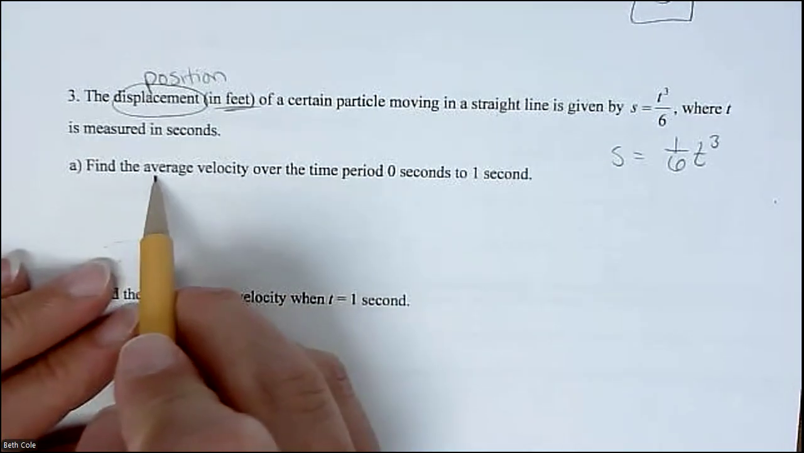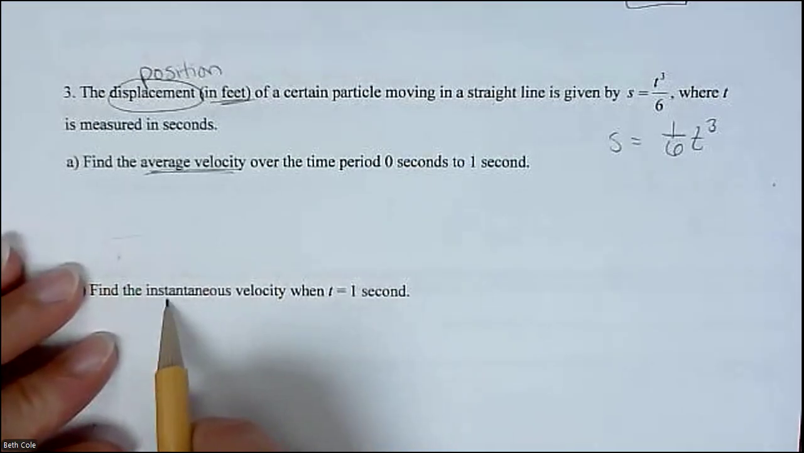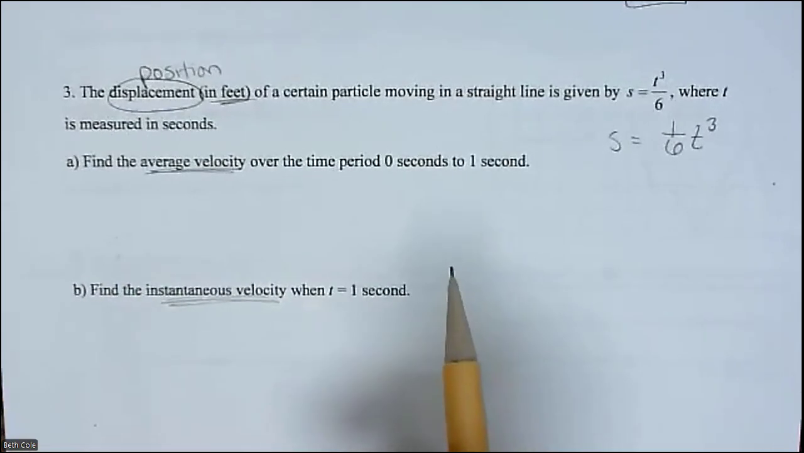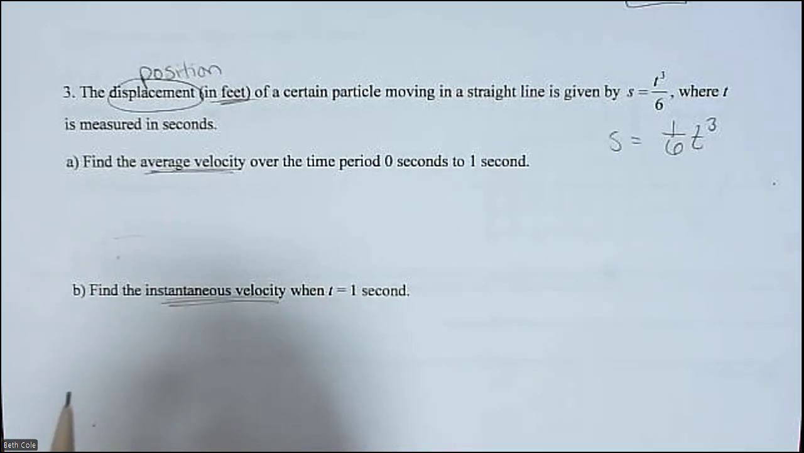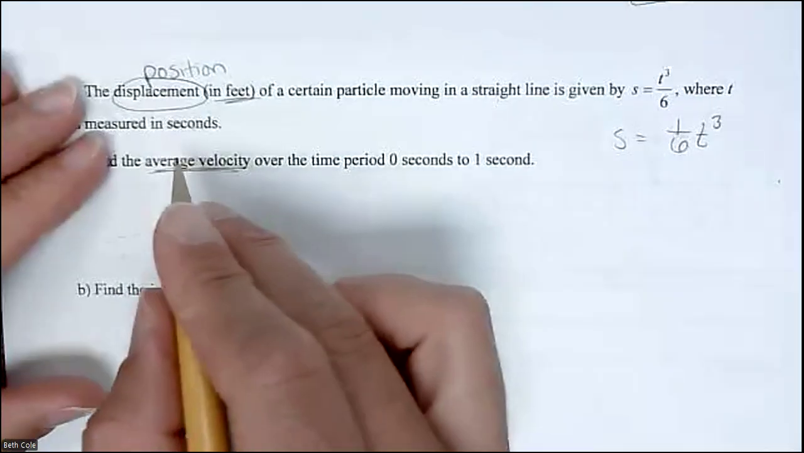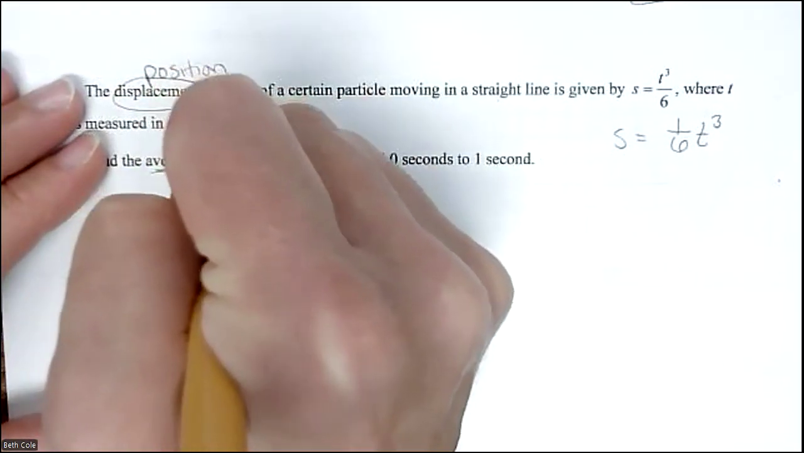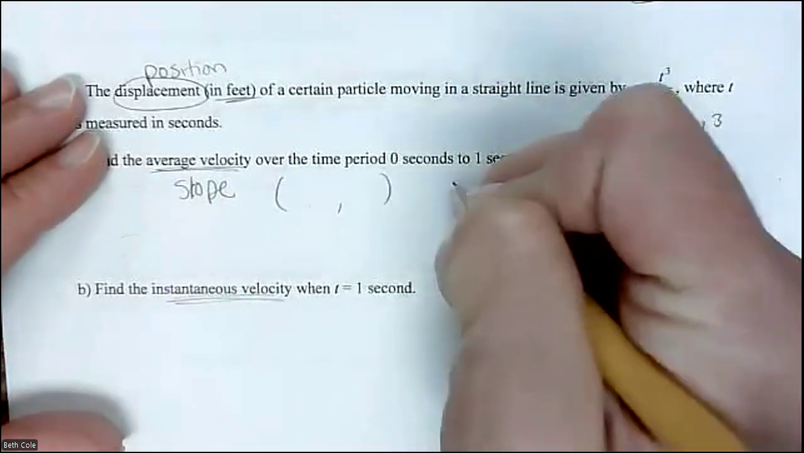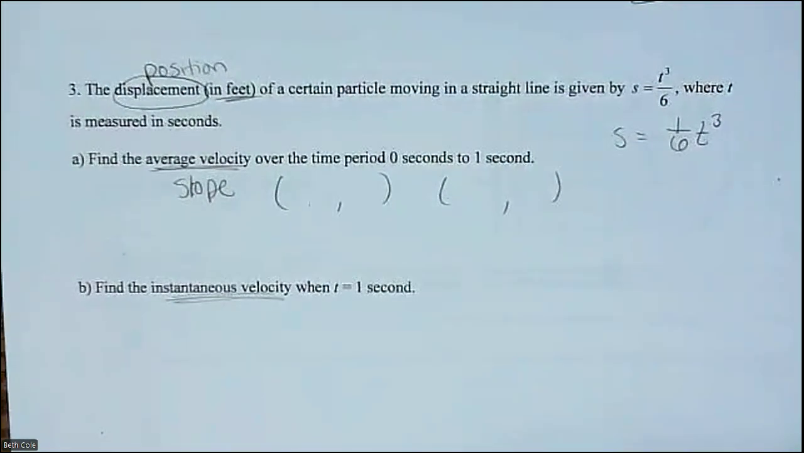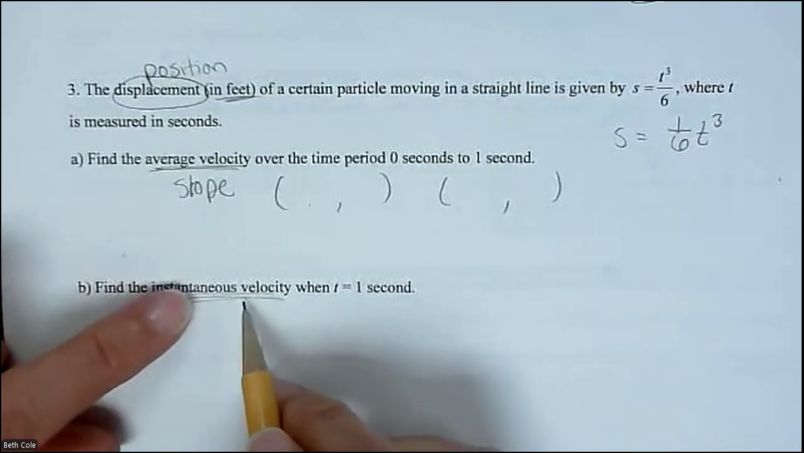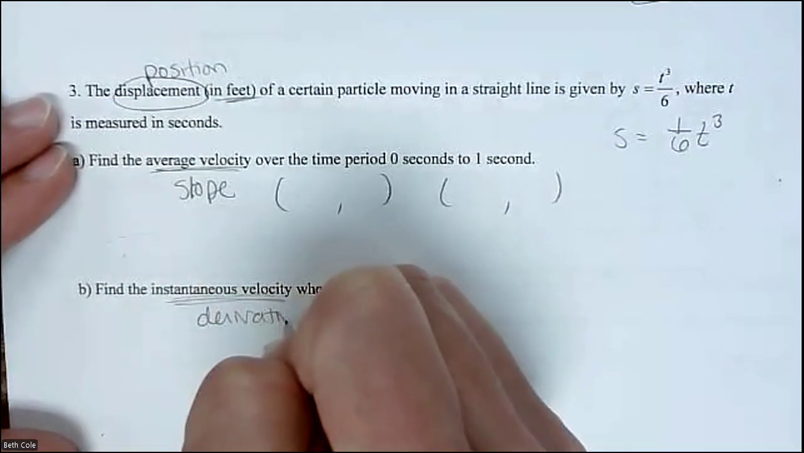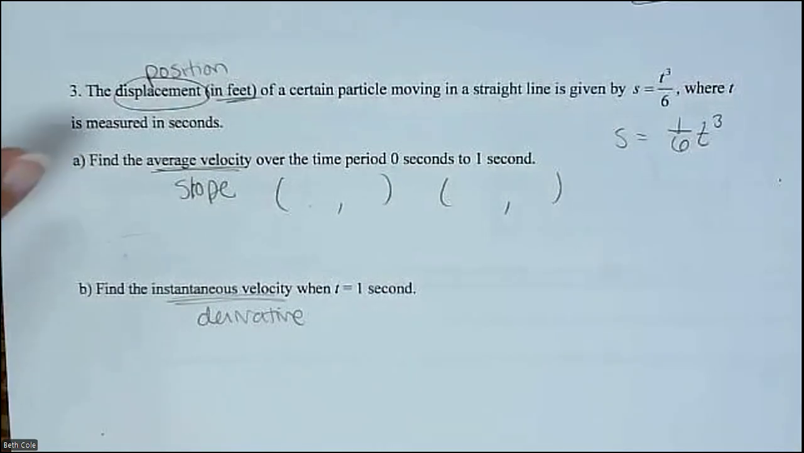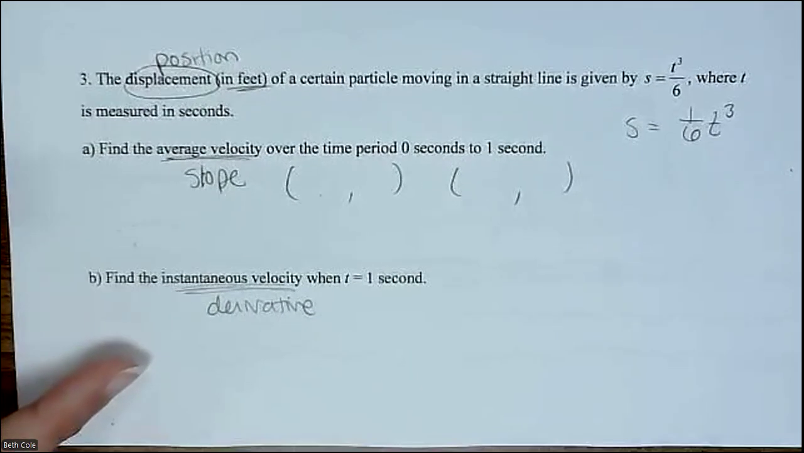Now this says find the average velocity, and this says find the instantaneous velocity. What do you think? Which one is just regular old algebra 1 slope? Yeah, A, average rate of change. That is going to be regular old slope. We're going to get 2 points and we're going to slope them. Instantaneous rate of change, instantaneous velocity is where you have to actually do some calculus. So this one's algebra, this one's calculus.